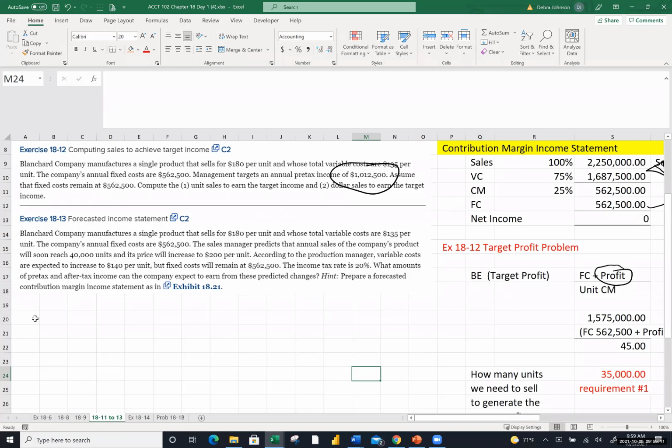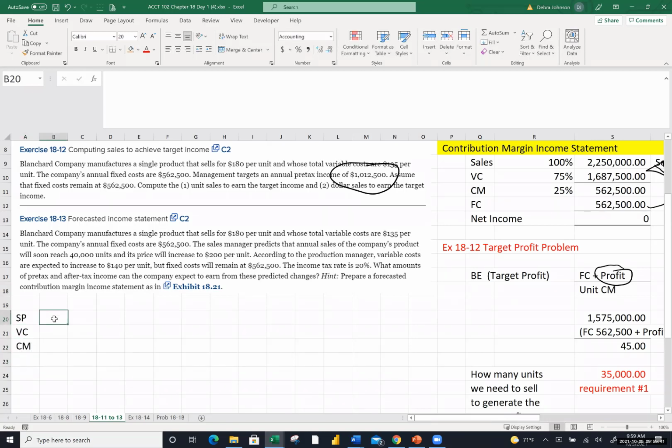What amounts of pre-tax, that means before tax, and after-tax income can the company expect to earn from these predicted changes? Okay, hint, prepare a forecasted contribution margin income statement. Okay, well, here's what I'm going to do. I'm going to go back to what I know. I know that the contribution margin is the difference between the selling price and the variable costs.